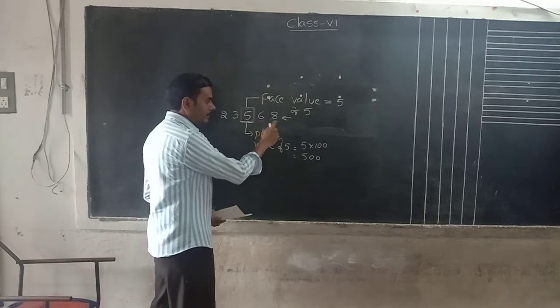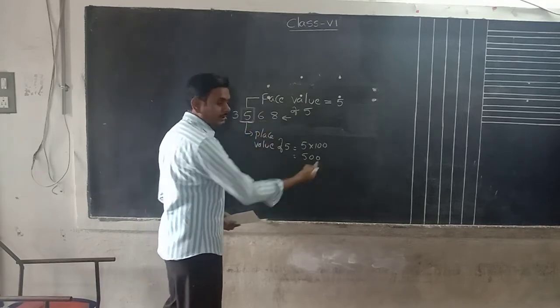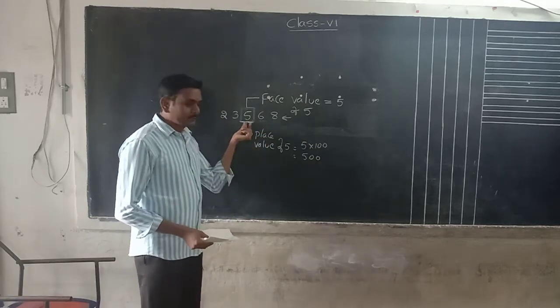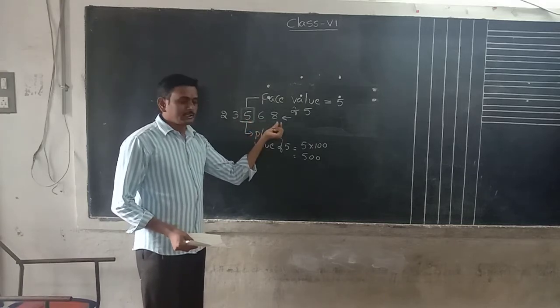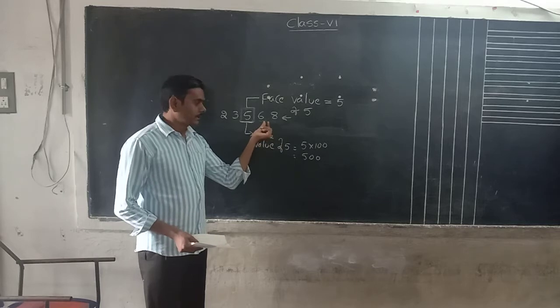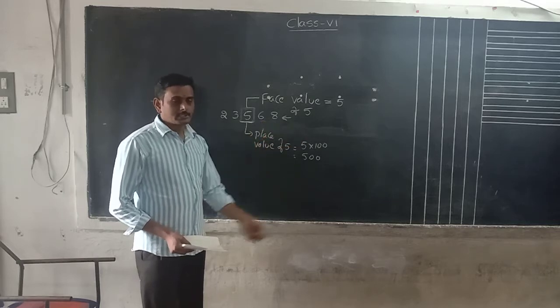Otherwise, we have to take 5. After 5, how many digits are there? 2 digits, so we can take 2 zeros beside the 5.